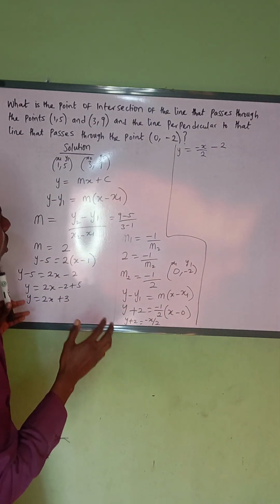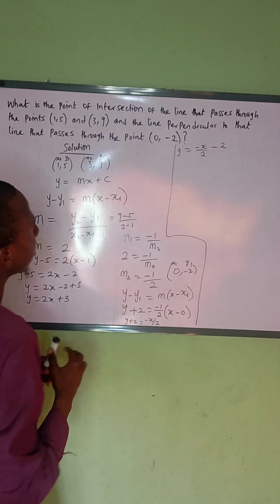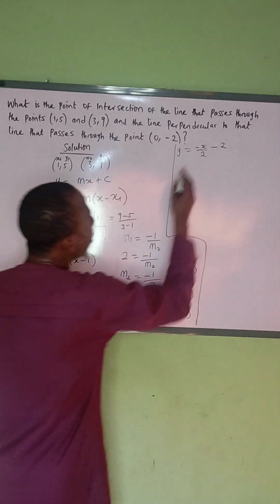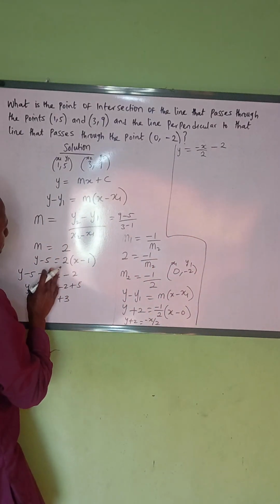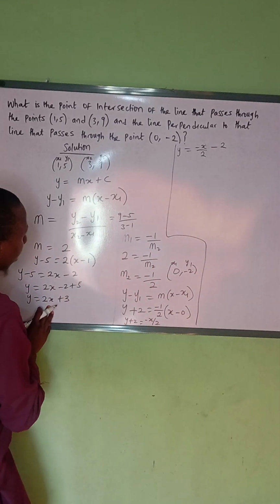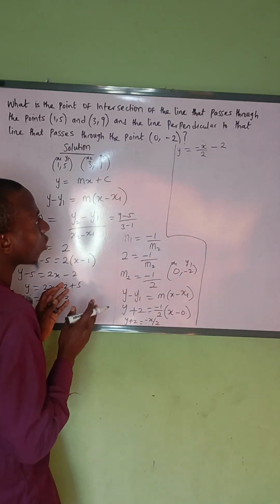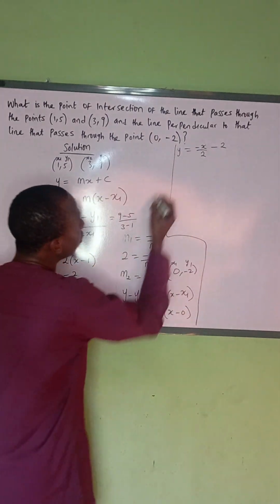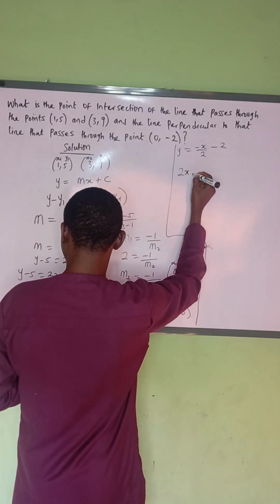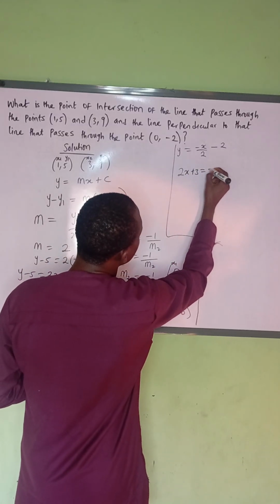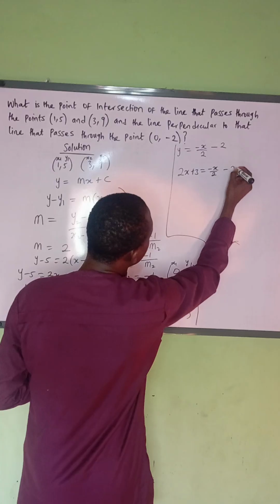Since they have an intersection point, that means we need to equate this first equation of the line and this second equation of the line, because we are looking for the point of intersection. So that means we need to equate the two. Therefore 2x + 3 will be equal to -x over 2 - 2.